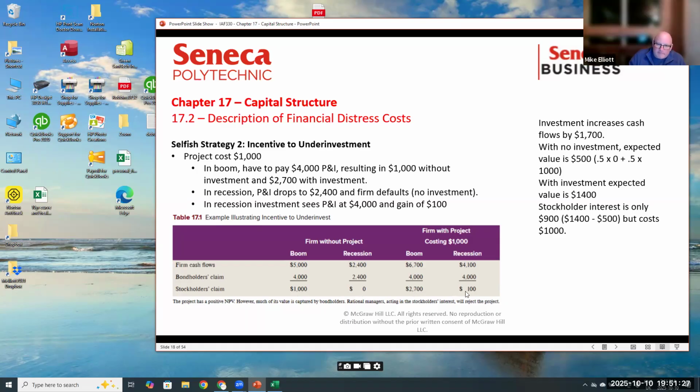$2,700 times half plus 50. But costs are still $1,000. So my expected return is never going to be as high as it's going to cost me for this project. So I will never, as a stockholder, say, that's a good idea, please go ahead with that. This has given me an incentive to underinvest in the company because in bad times, I'm never going to see it back. I'm the last guy on the totem pole. Everybody gets paid before me. So if you ask me my opinion, the opinion is do not invest in this company.